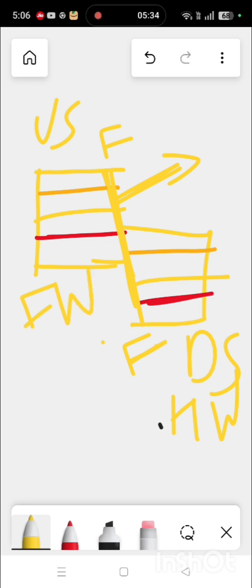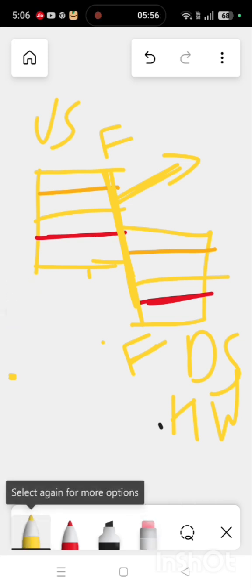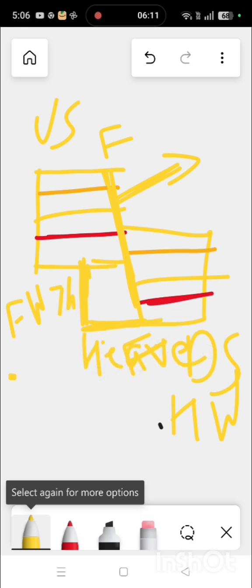And now explaining the throw and heave. This is the throw, it is the vertical component of displacement. This is heave, which is the horizontal component of displacement.